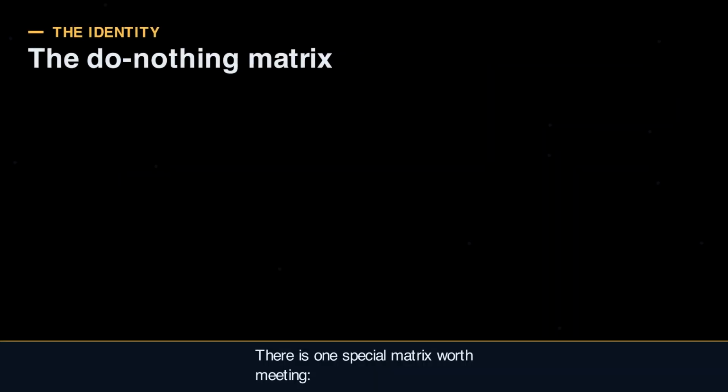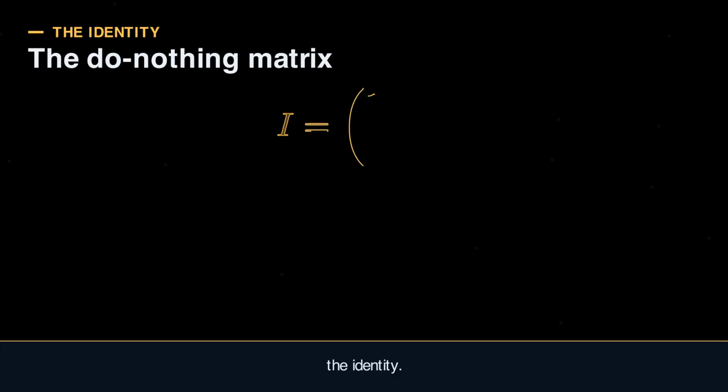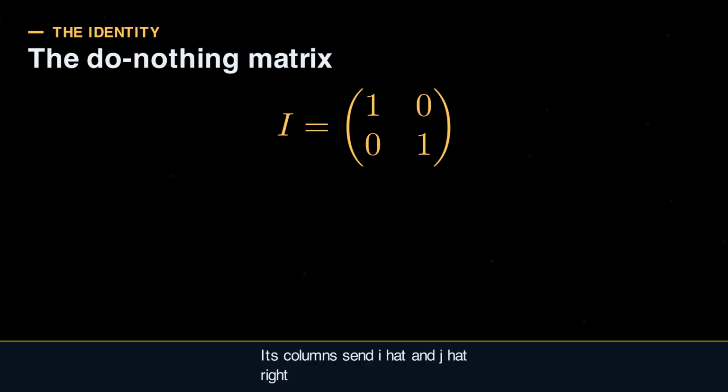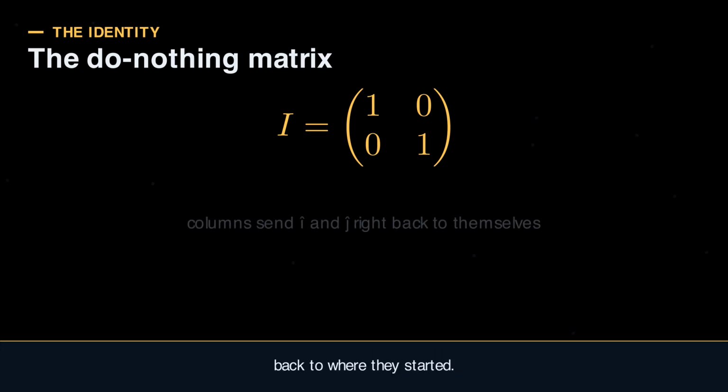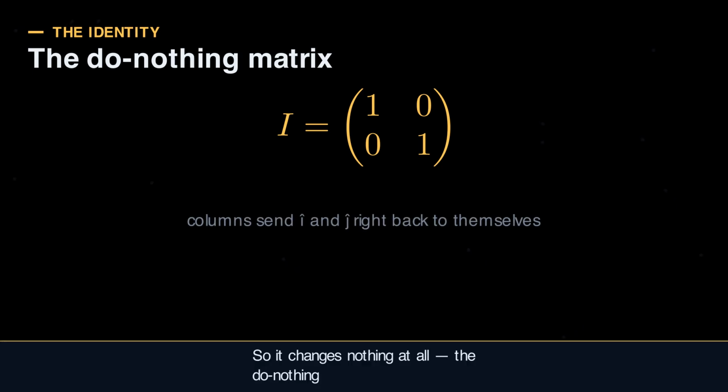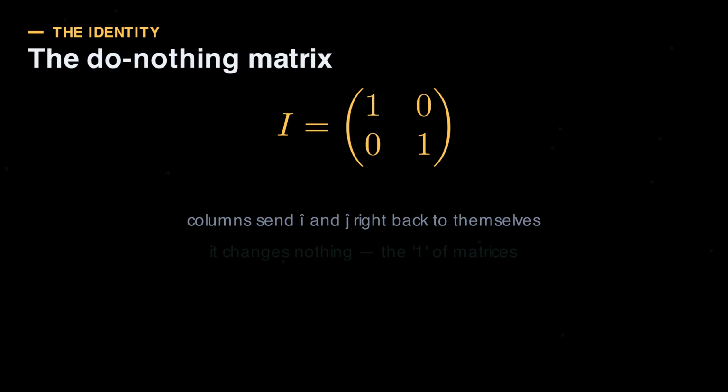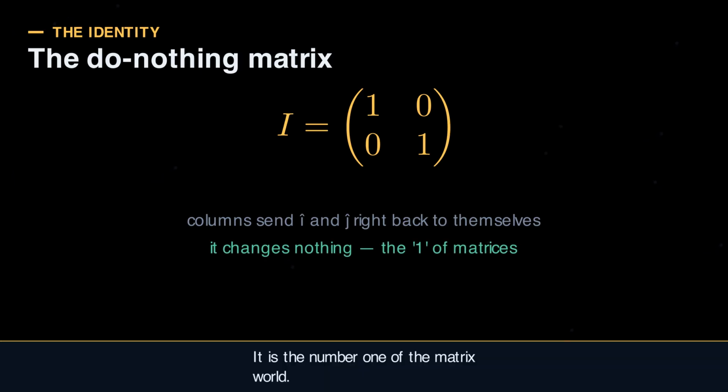There is one special matrix worth meeting, the identity. It has ones on the diagonal, zeros elsewhere. Its columns send I hat and j hat right back to where they started. So it changes nothing at all, the do-nothing transformation. It is the number one of the matrix world.